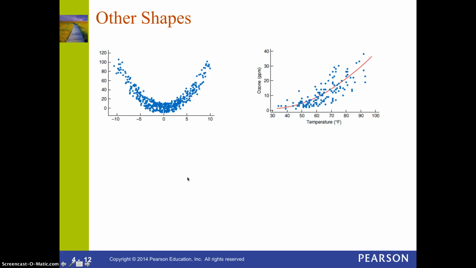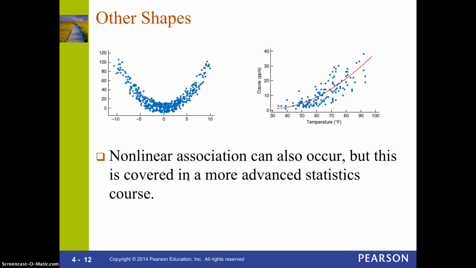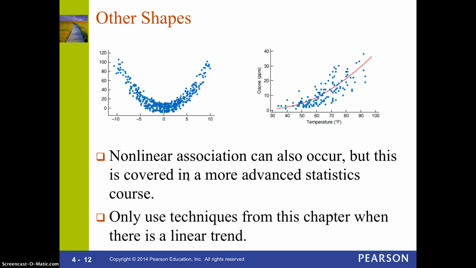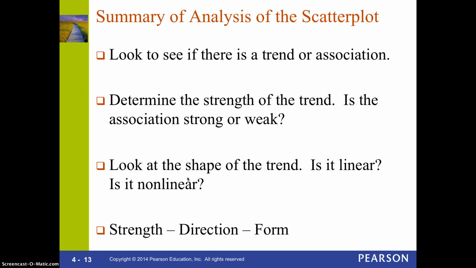What we just talked about there was if the shape was linear. Here are some shapes that aren't linear. Sometimes you get things like this. This isn't covered in this class. It'll be covered in a more advanced statistics course. So what we're going to talk about is only if you have a linear trend. When you're describing a scatter plot, you should talk about the strength, the direction, and the form. Here's the strength: determine if its association is strong or weak. That's where you look at those parallel lines to encompass your data.